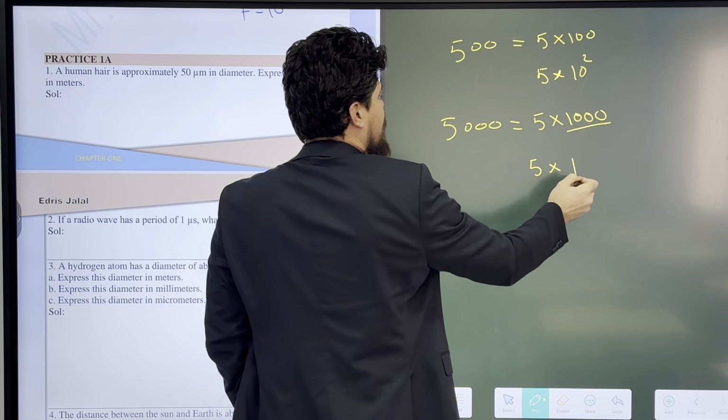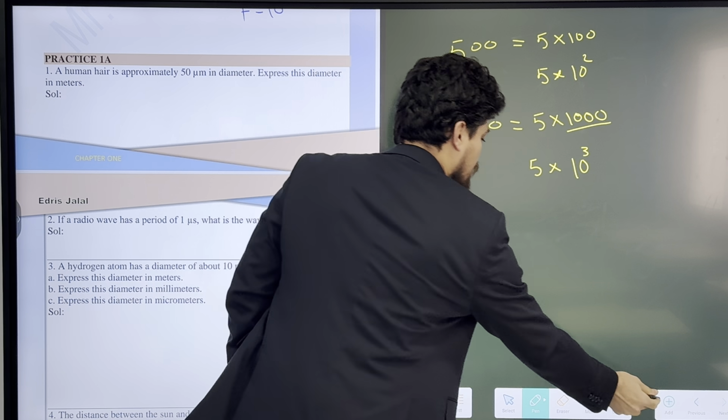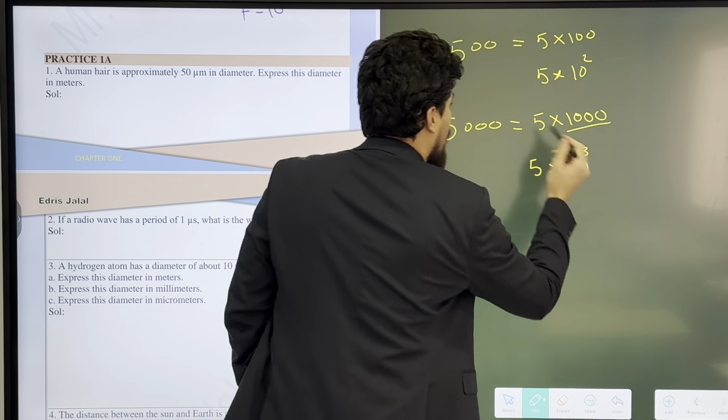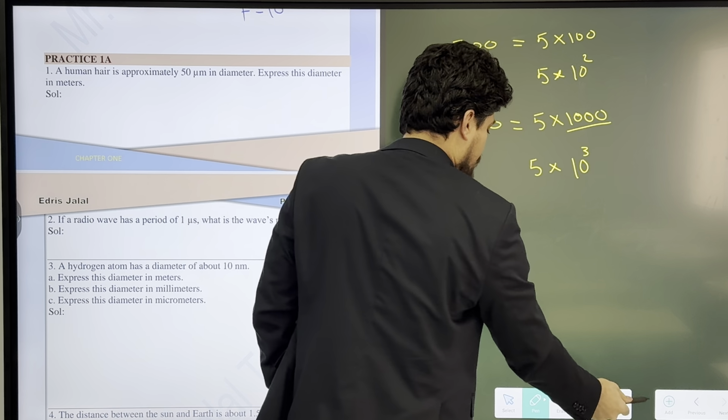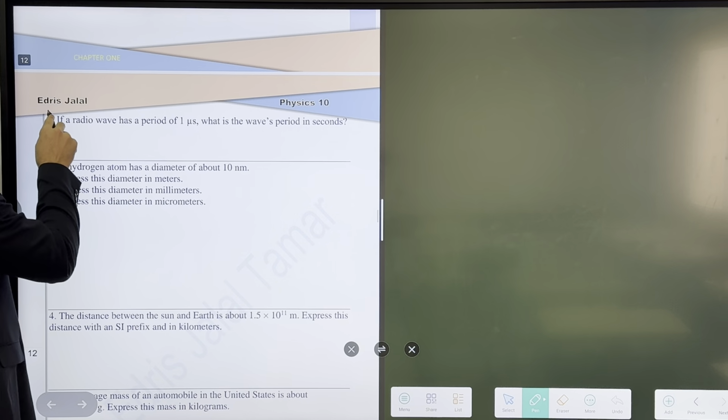5,000 converted to a power: how many zeros do you have? 3. 10 power 3. Okay? So this is very important for the students to know how we can convert the number to the power and power to the number. Question 2, guys, look at the question.